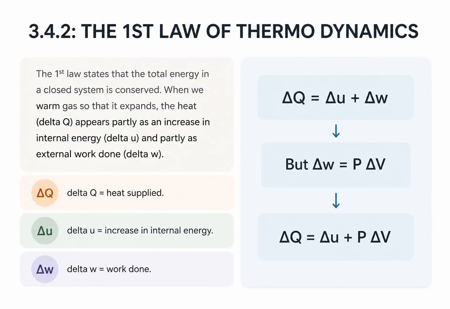This brings us to the first law of thermodynamics, which is the law of conservation of energy applied to thermal systems. It states that the heat supplied to a system, delta Q, equals the increase in its internal energy, delta U, plus the external work done by the system, delta W. We can substitute P delta V for the work done.